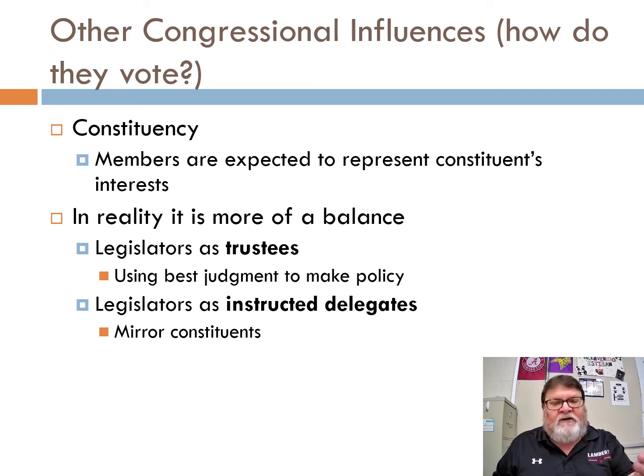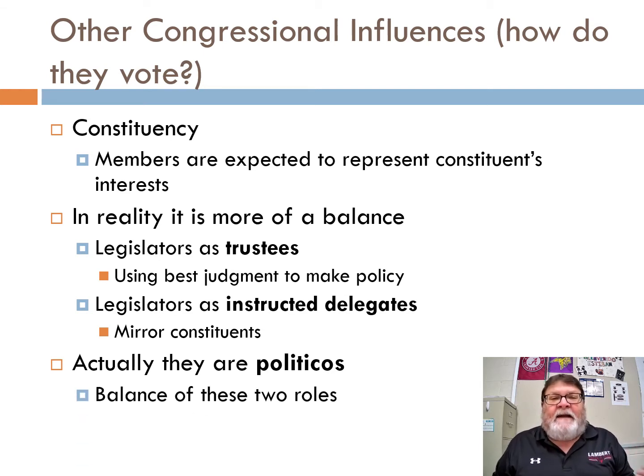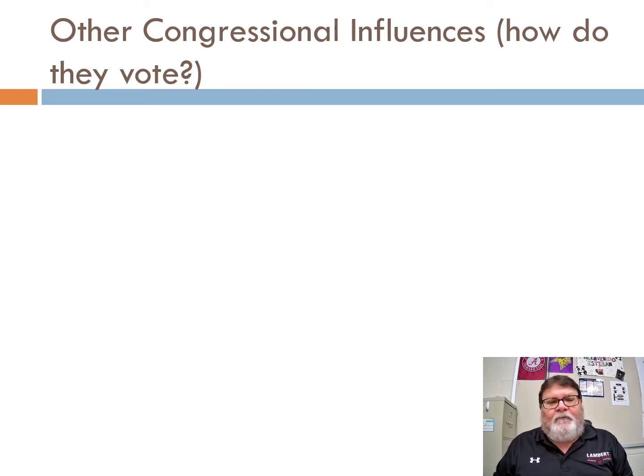So there's another term for that. These are all political science terms that actually act as what we call politicos. And that is that they use a balance of those two roles. Now, on the next slide, we're going to talk about when can they ignore their constituents and when can they not. And that's what we'll deal with here on the next slide. So this is the idea. You got to know those three terms.